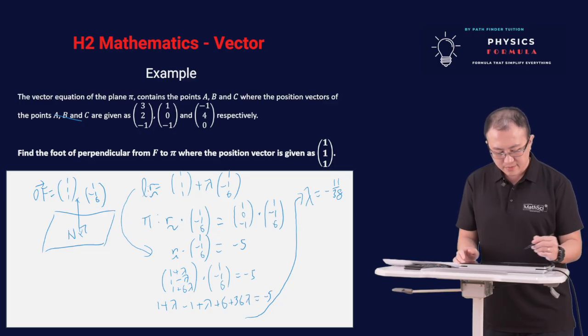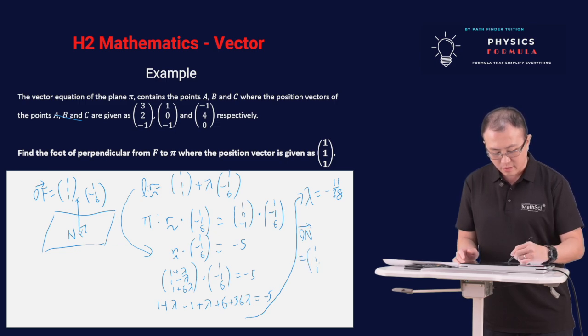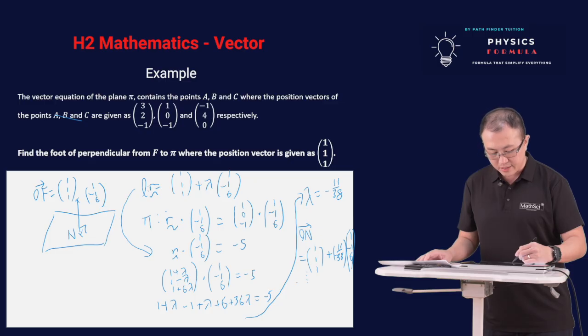So now finally I will say that ON is equal to what? It is equal to 1, 1, 1, plus negative 11 over 38, then 1, minus 1, 6. When you solve for it, ON itself will really just be 27 over 38, 49 over 38, minus 14 over 19, which I will write by taking out the 38. So 1 over 38, 27, 49, and negative 28.